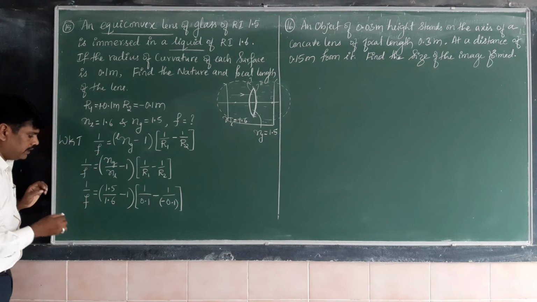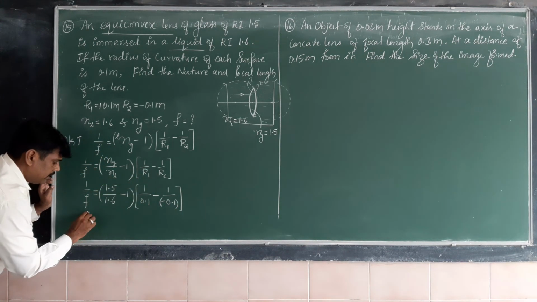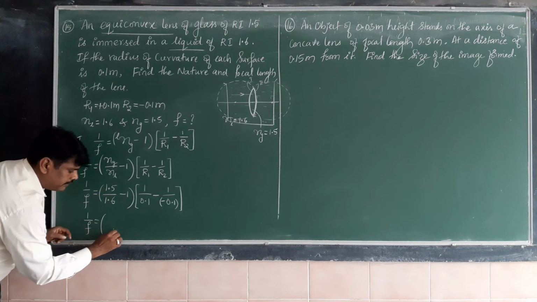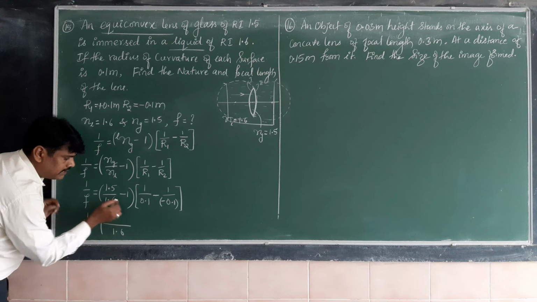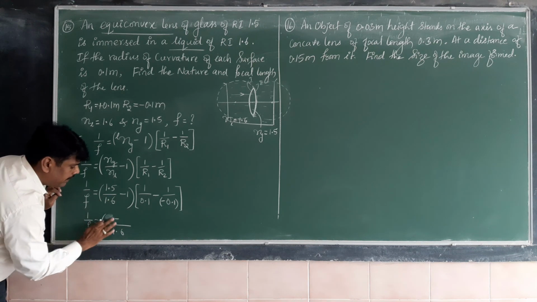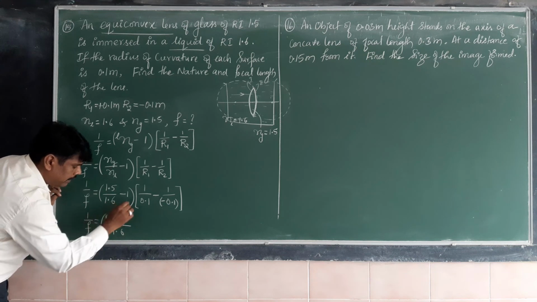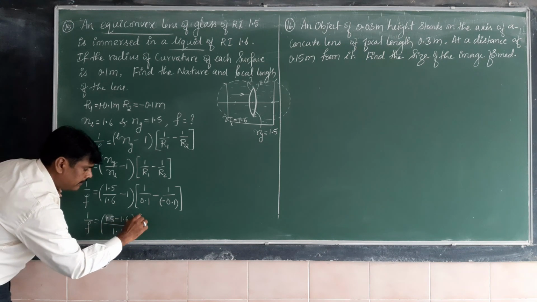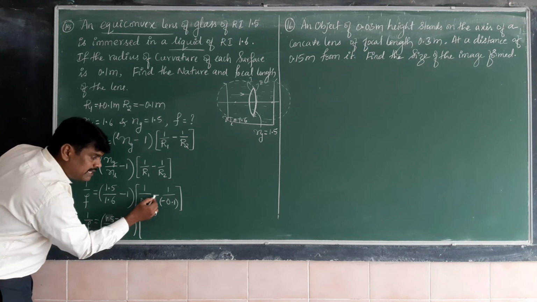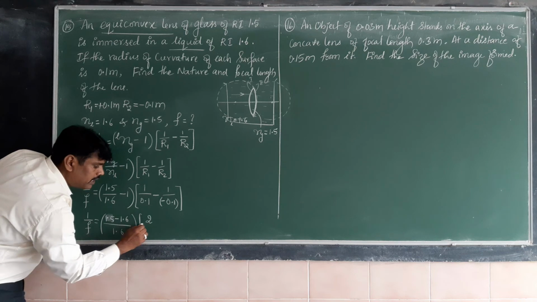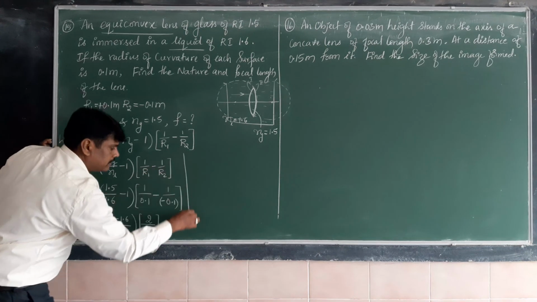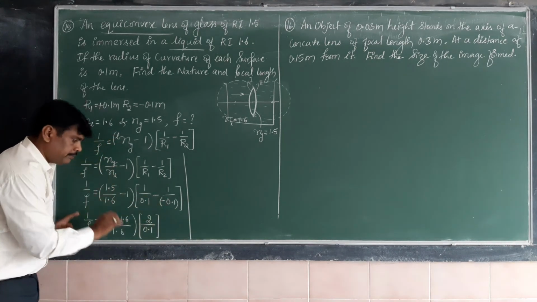I am going to take positive here. So in the next step, let us take 1 by f is equal to, after simplifying this, take the LCM of this. 1.6 is the LCM. 1.5 minus 1.6, of minus plus 1 by 0.1 plus 1 by 0.1, it is 2 divided by 0.1. So in the next step, the only thing remaining is the simplification step.